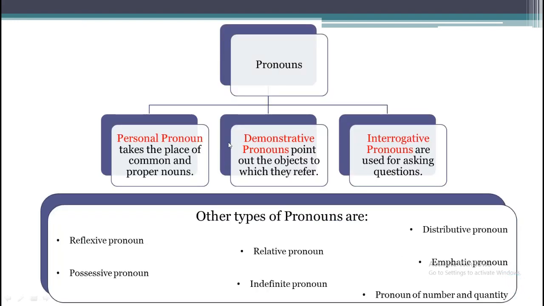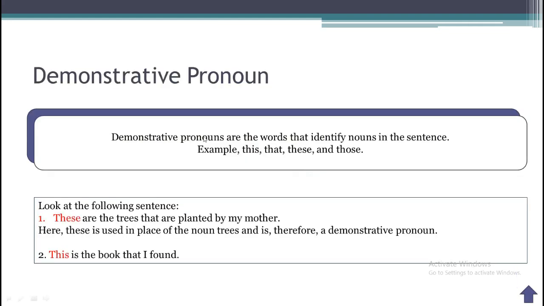Coming back to the types, next we have demonstrative pronouns. Now these pronouns point out the objects. So they typically point out or they tell you that this is the particular thing which we are talking about. Let's see. Demonstrative pronouns are the words that identify nouns in the sentence. So they tell us which particular noun: this, that, these, those. Okay, these are the examples of the demonstrative pronouns.